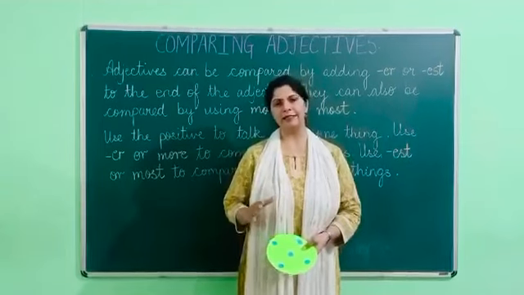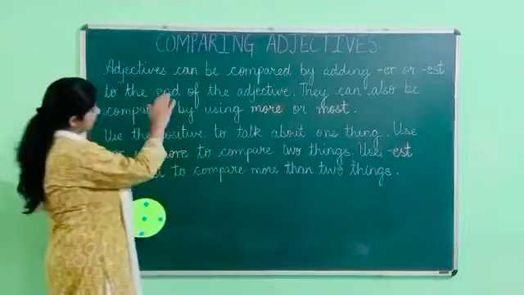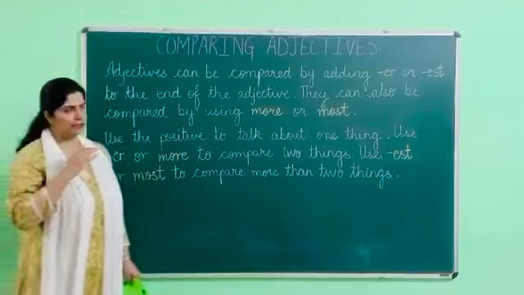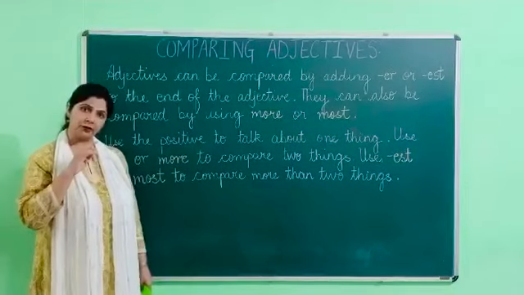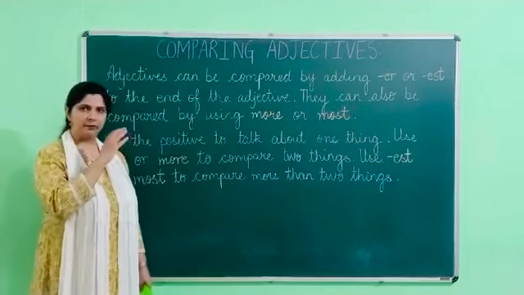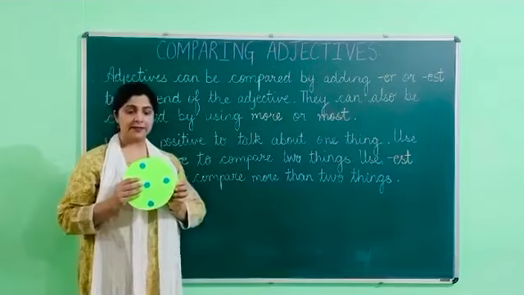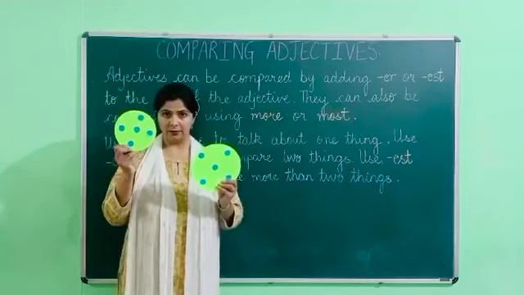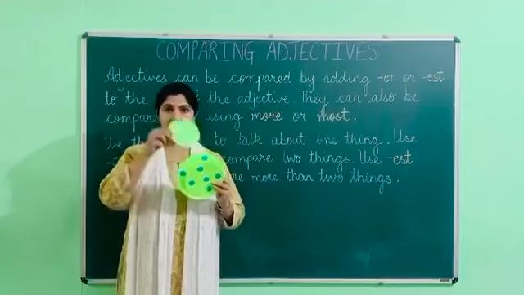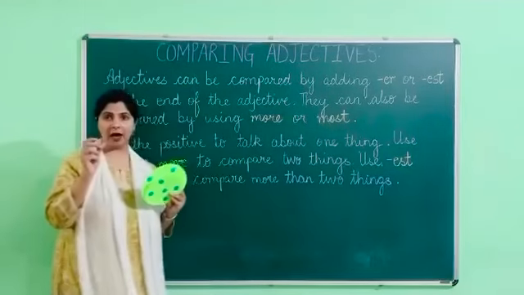Children, now let us see how we compare the adjectives. Adjectives can be compared by adding ER or EST to the end of the adjective. Like you saw, we have big, bigger, biggest. In the same way, we have small, smaller, and then the smallest. So what have we done? We have added ER or EST.